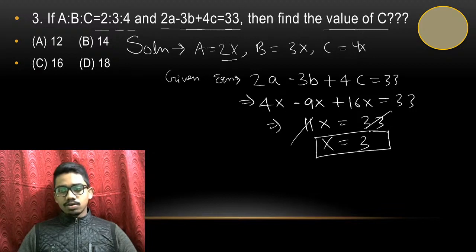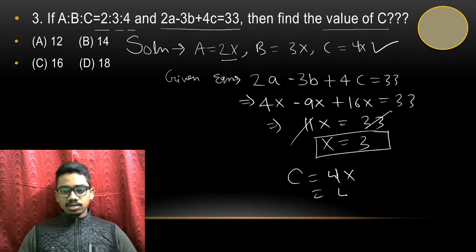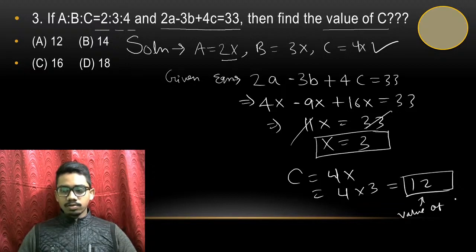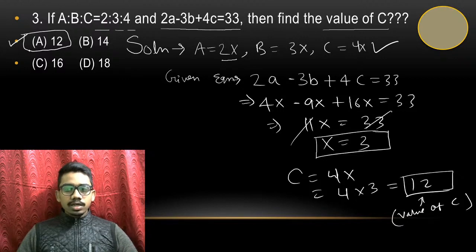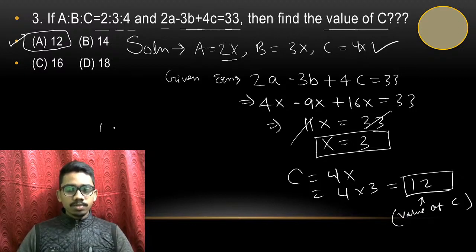ठीक है. Then what do I need to do? I need to find the value of C. For C I have assumed it to be 4x. So 4x, that means 4 into 3, that is 12. 12 is the correct answer to this question. So 12 is the value of C. Alright, option A is the correct response to this question. Clear guys? Option A is the correct response. ठीक है? So I hope ये question आपको clear होगा.